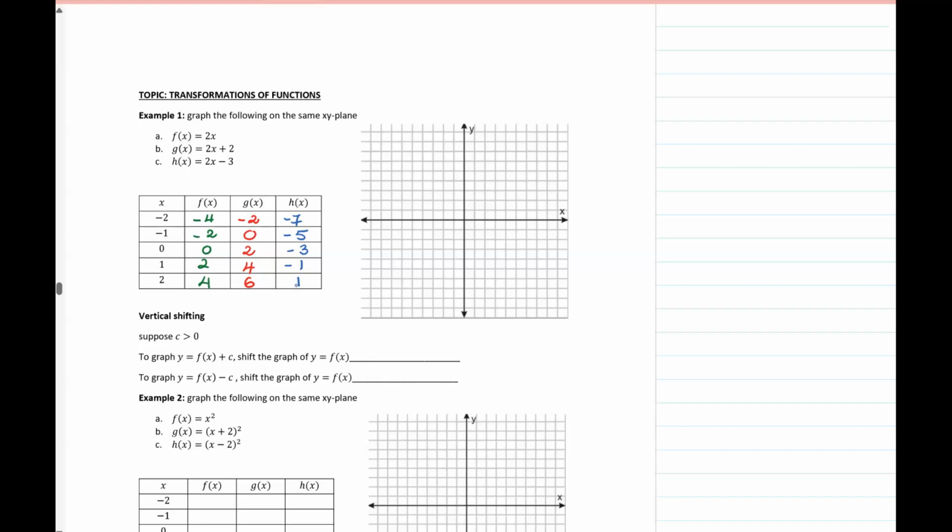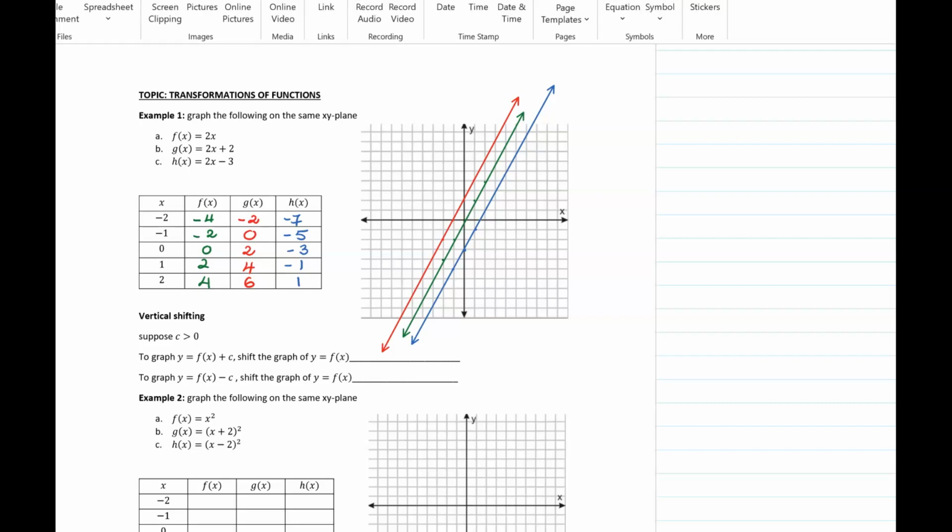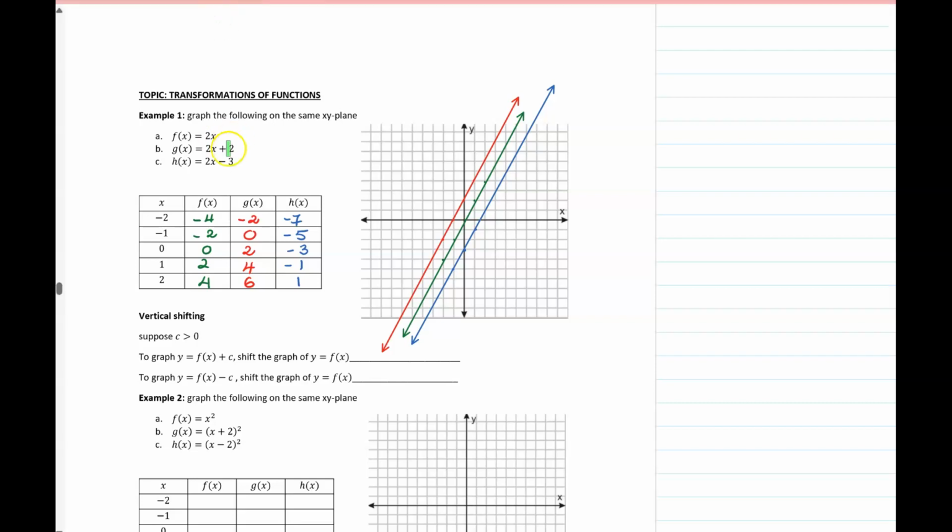And we will graph each of these according to the color that we have. So here we have the graph of each of the linear equations. Note that all of these lines are parallel with each other. Let's see the difference between the red line and the green line. Let's say the green line is for f of x, the original function. The g of x is the red line. Note that here we added 2 in this equation, right?